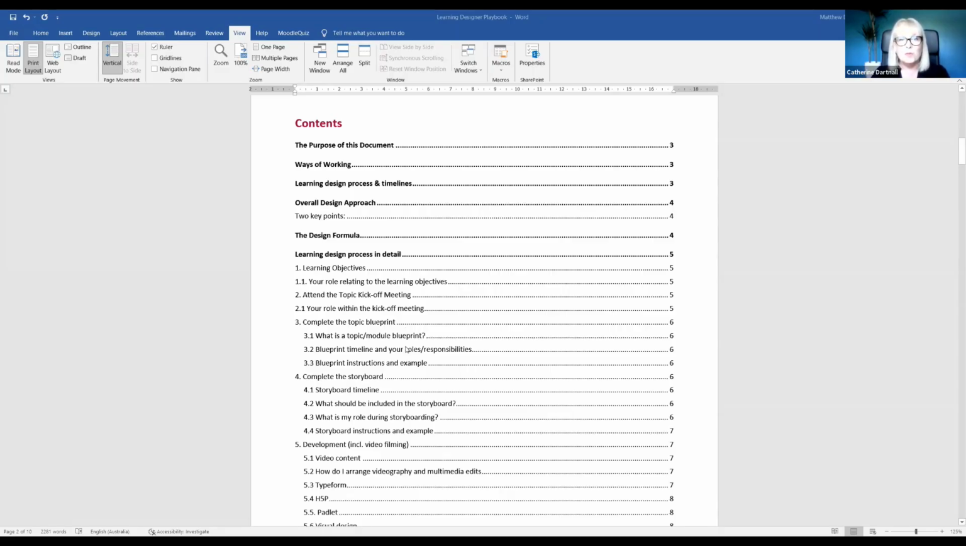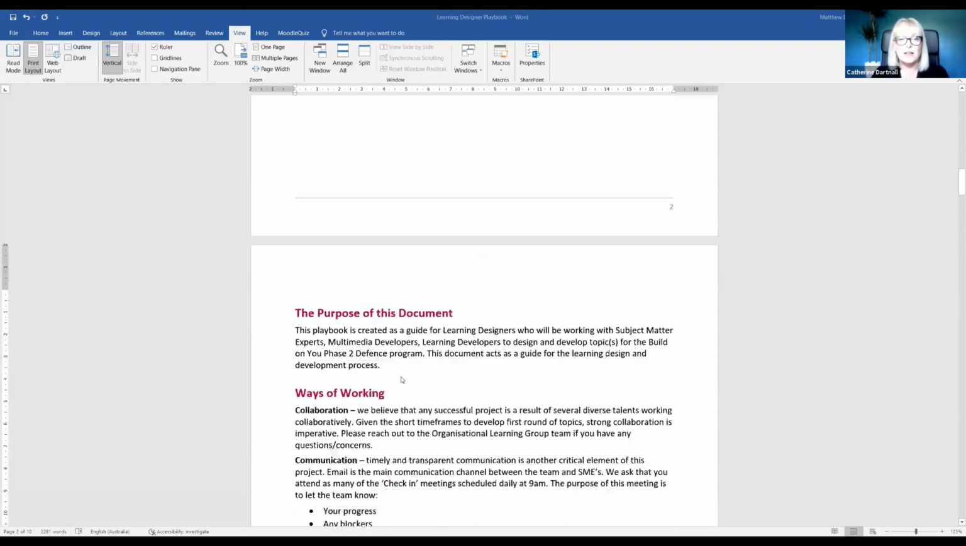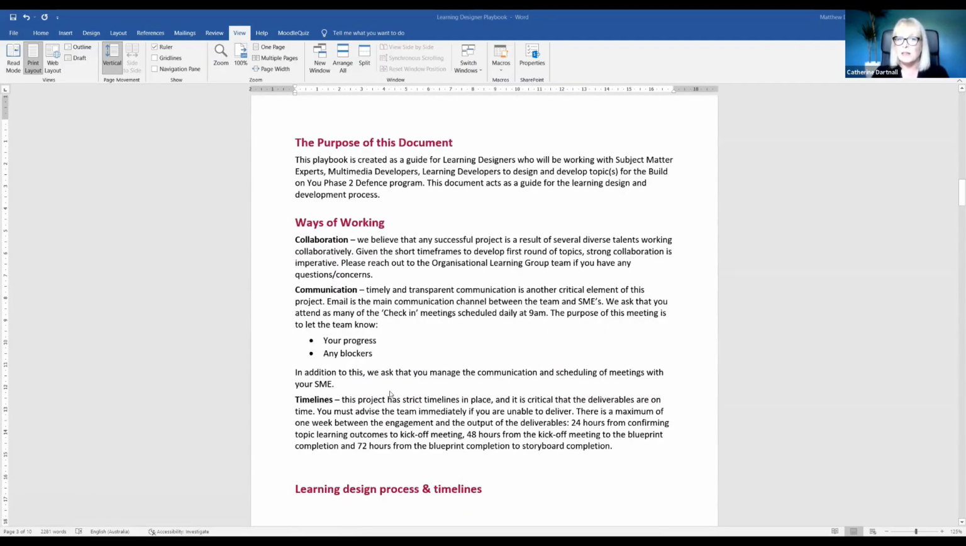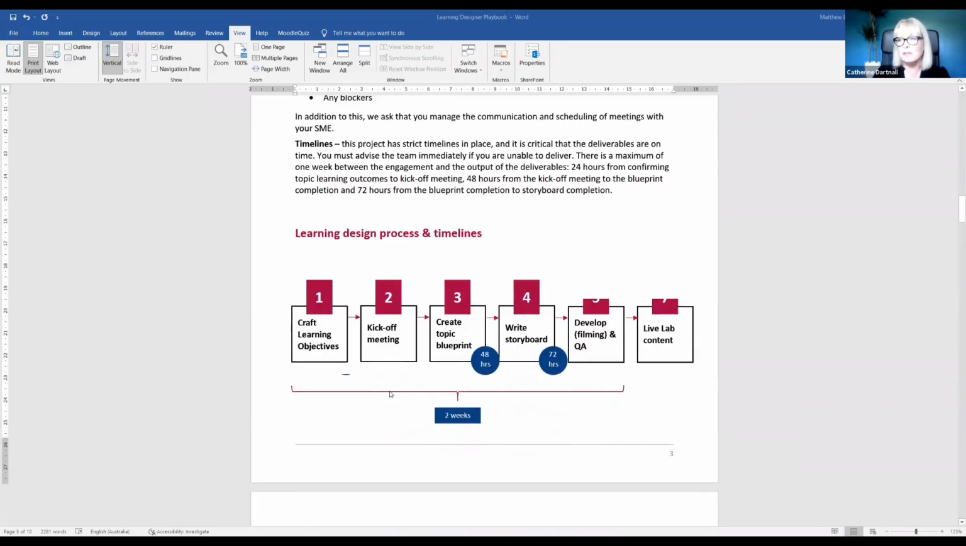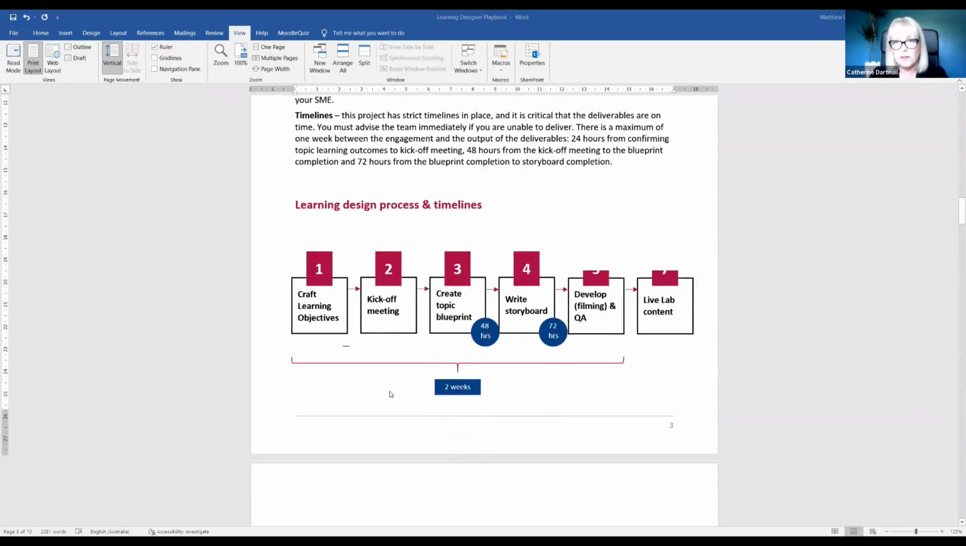So the ways of working explained the collaboration with the subject matter expert. They were managed by the client. Sometimes they may have been internal staff members, or they may have been external subject matter experts. So this was setting the expectations around the deliverables and timelines, how we would communicate any issues with the internal team, and the actual process. So the point at which we created objectives, the kickoff meetings, creating blueprints, storyboards, all the way through to the full development cycle.